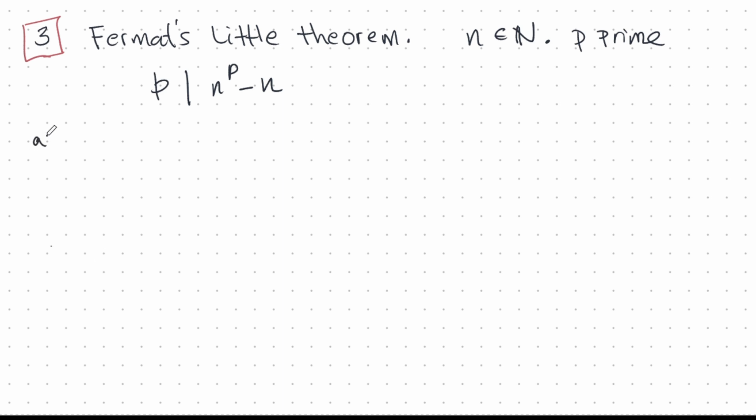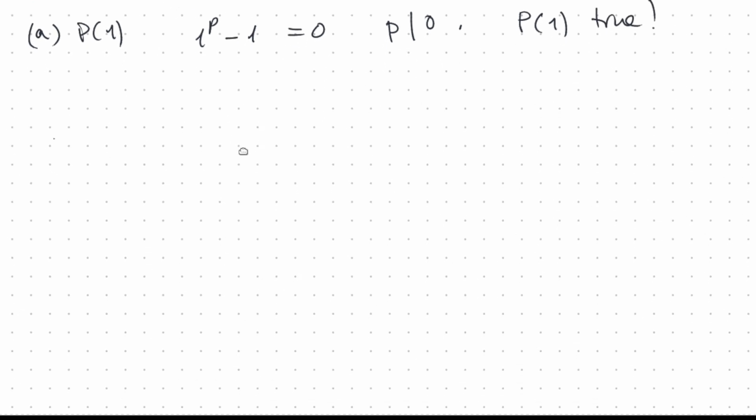So let's start with the base case, P1. So n is 1. So when n is 1, n to the power p minus n is 1 to the power p minus 1. So that's 0, and p divides 0. So okay, P1 is true. There we go. Base case is true.